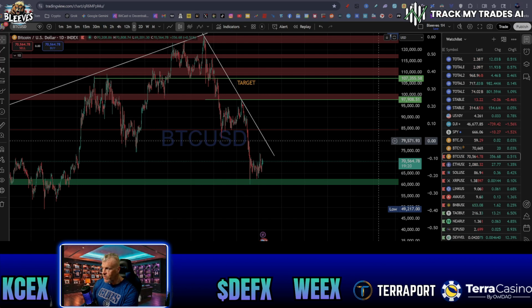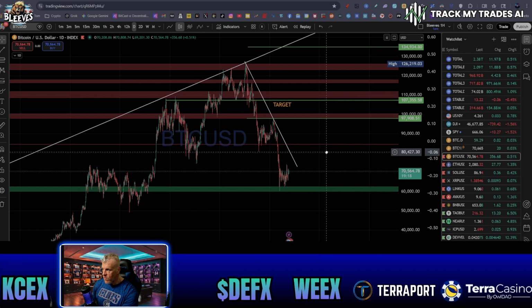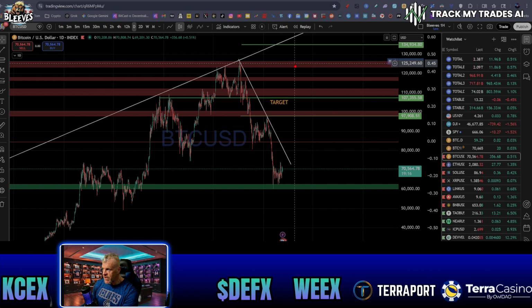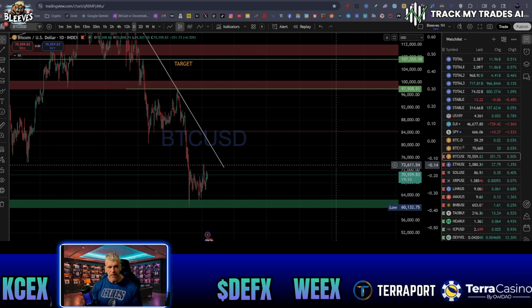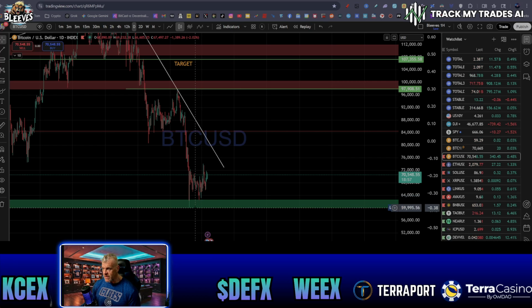As you can see on Bitcoin right here on the daily, we have quite a bit of those. We've got 4 resistance channels and we've got 1 support channel. The support channel is a channel that says that should Bitcoin go into this range, then it should reverse. It doesn't mean that it will. It doesn't mean that there's a high likelihood. It just means that it should reverse from this range. And you can see that it goes from a range low of 60,000 in this instance to around 62,500.